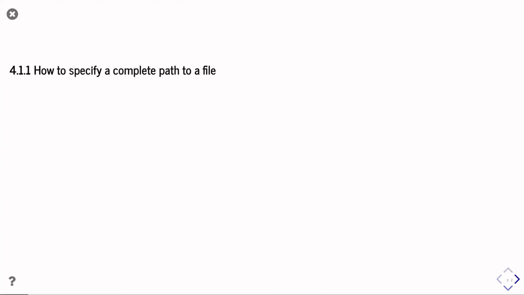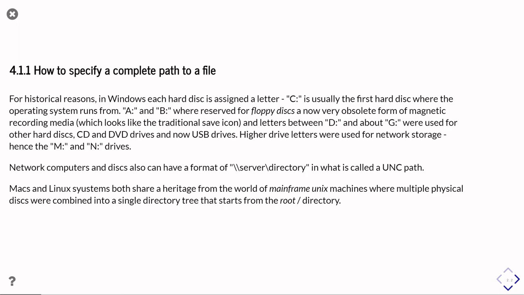So the first thing is simply to say, well, how do you specify that the file you're trying to open or save is in a particular directory in your computer? So for that, you need to specify a complete path to the file. So this depends a bit on which operating system you're using.